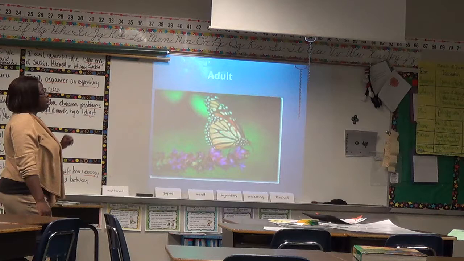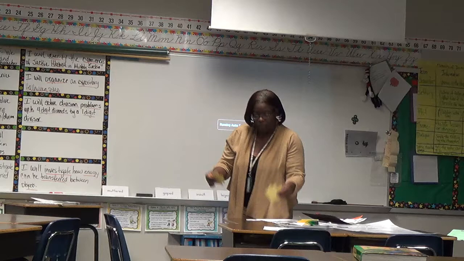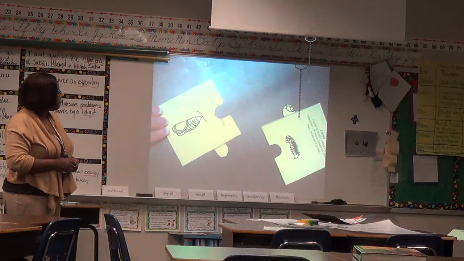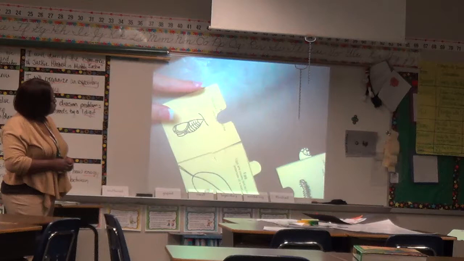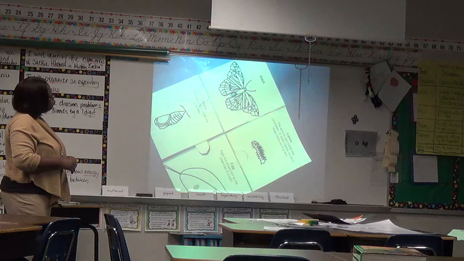While Terri is talking about the pictures, the students have seat work. They are identifying the puzzle. While they're doing each stage, they can look at the puzzle that they've been given, and they're able to see and match each stage as she's talking. So this would be the egg, then the larva, then the chrysalis, and then the adult. So they're able to do a hands-on activity while she's showing the pictures and giving them the description of the life cycle.